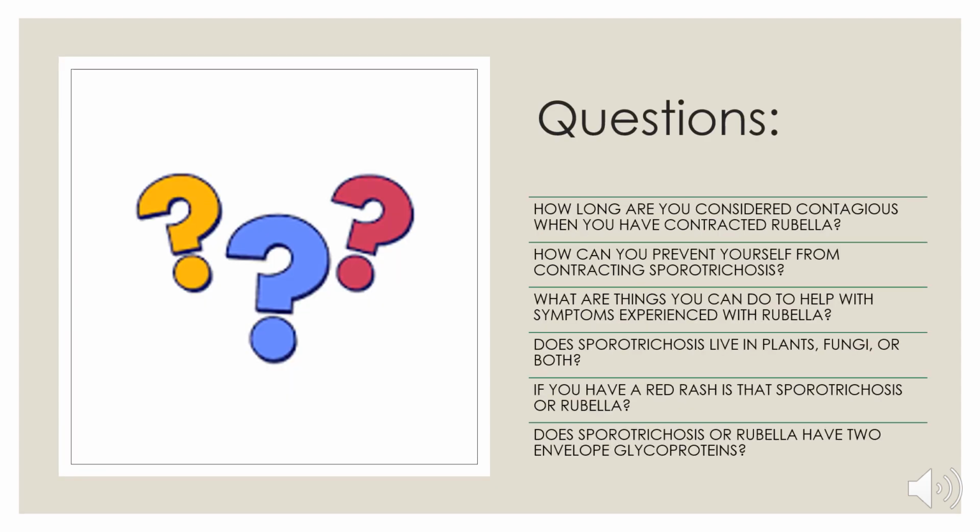So some questions we have. How long are you considered contagious when you have contracted rubella? How can you prevent yourself from contracting sporotrichosis? What are things you can do to help with symptoms experienced with rubella? Does sporotrichosis live in plants, fungi, or both? If you have a red rash, is that sporotrichosis or rubella? Does sporotrichosis or rubella have 2 envelope glycoproteins?